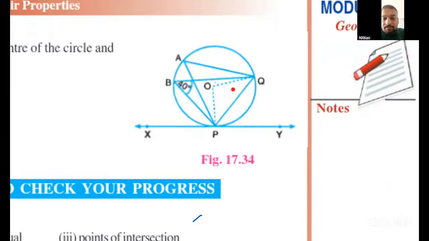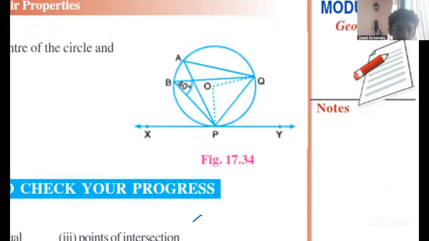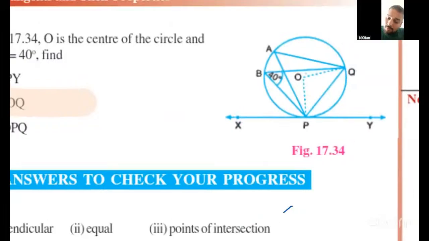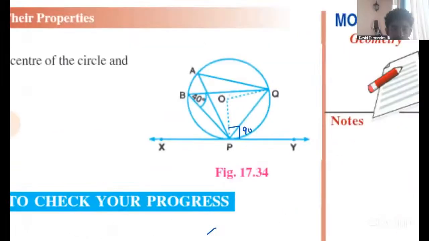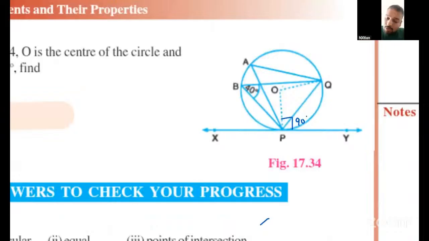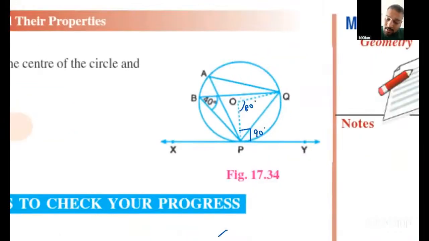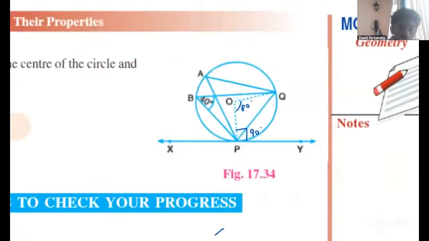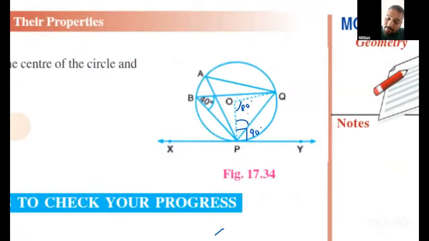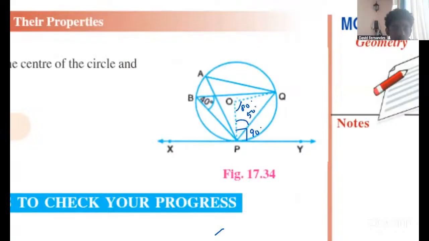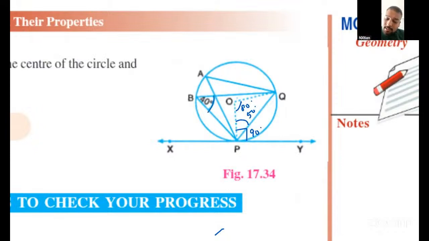So what is OPY? Will OPY be 90? OPY will be 90. But POQ will be 80 because we just learned. And OPQ, how much will this become? 50. So this is the alternate segment theorem also. Out of this, this is 40 because of the alternate segment theorem. This is 40, then this will become 50. That's why it becomes 90.